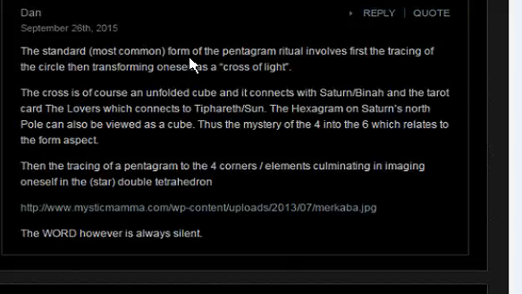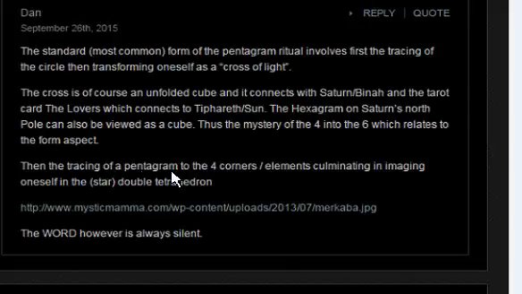The standard, the most common form of the pentagram ritual involves first the tracing of the circle, then transforming oneself as a cross of light. The cross is of course an unfolded cube, and it connects with Saturn, Bina, and the tarot card the lovers, which connects to Tiferet Sun. The hexagram on Saturn's north pole can also be viewed as a cube, thus the mystery of the 4 into the 6, which relates to the form aspect.